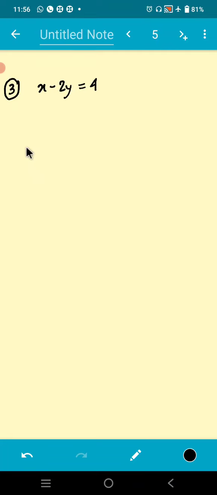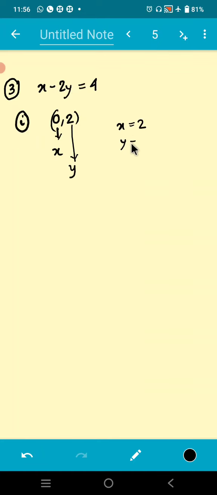Okay, so let us check with the first one, that is question number 1, (0, 2). Now the value of x, as we have already discussed, in an ordered pair the first value always represents x and the second value represents y. Now what is x? Sorry, x is equal to 0 and y is 2.